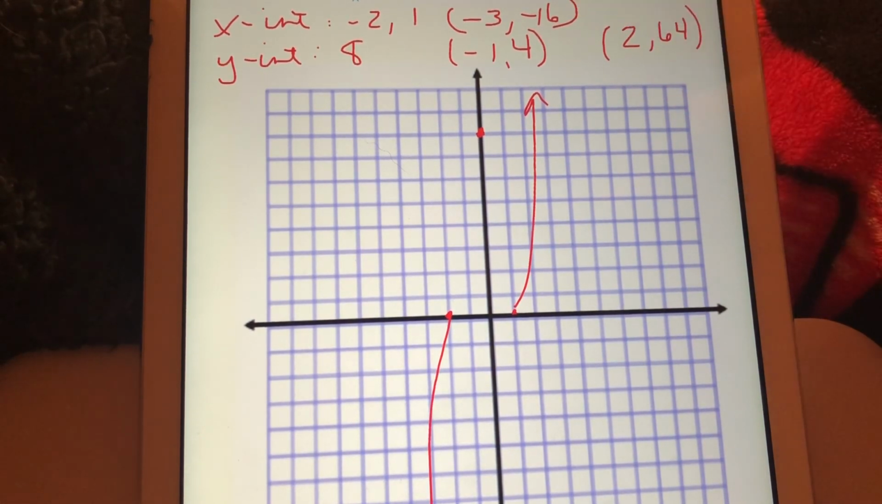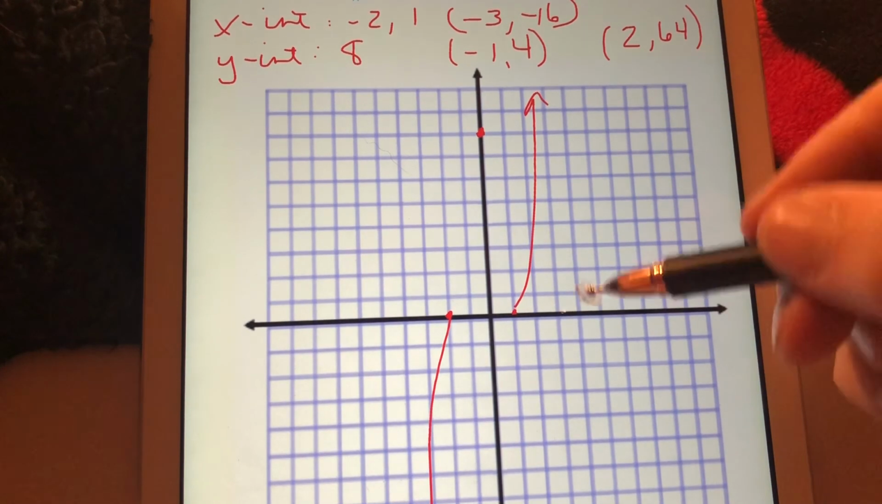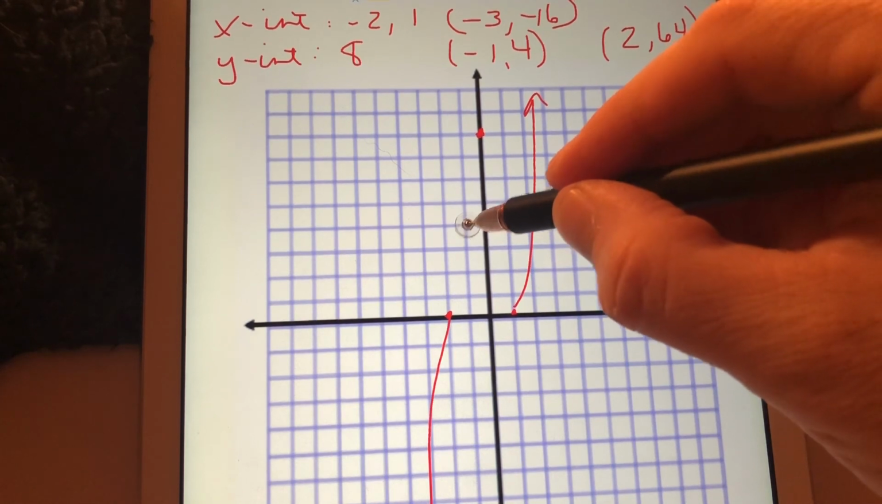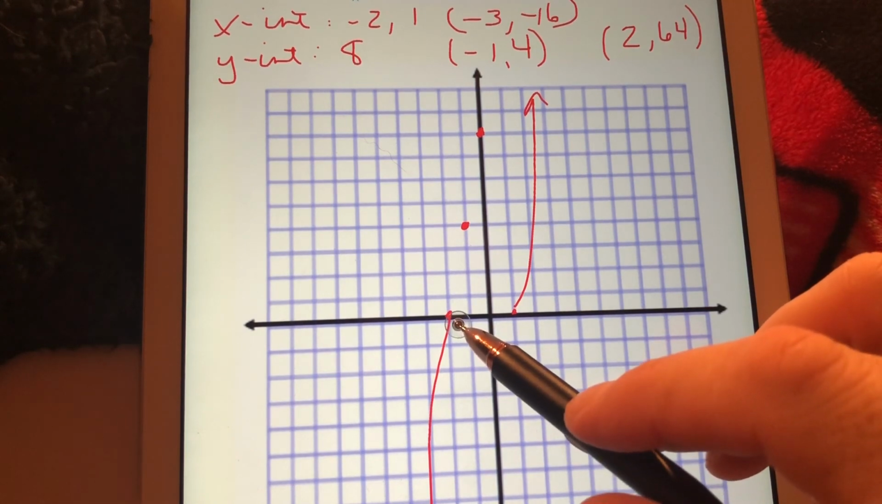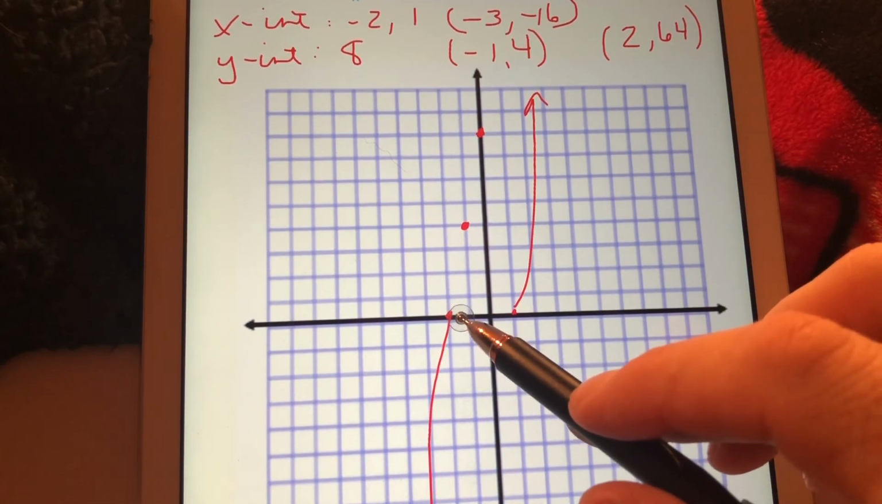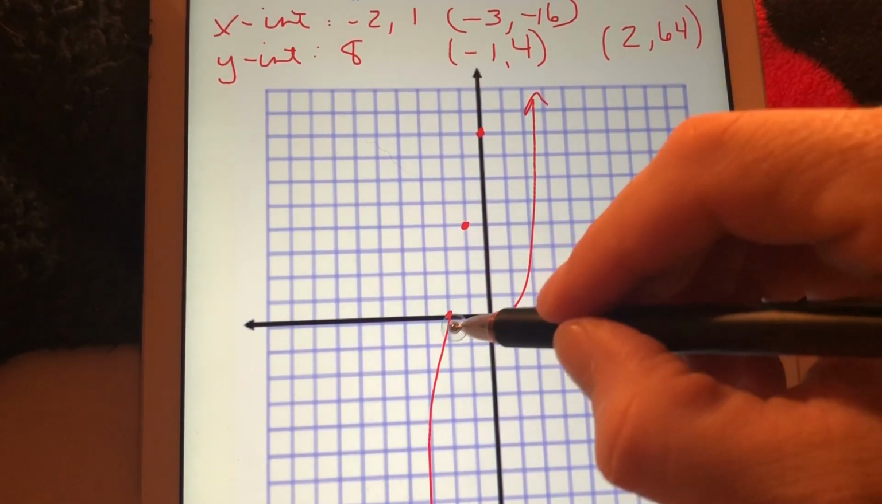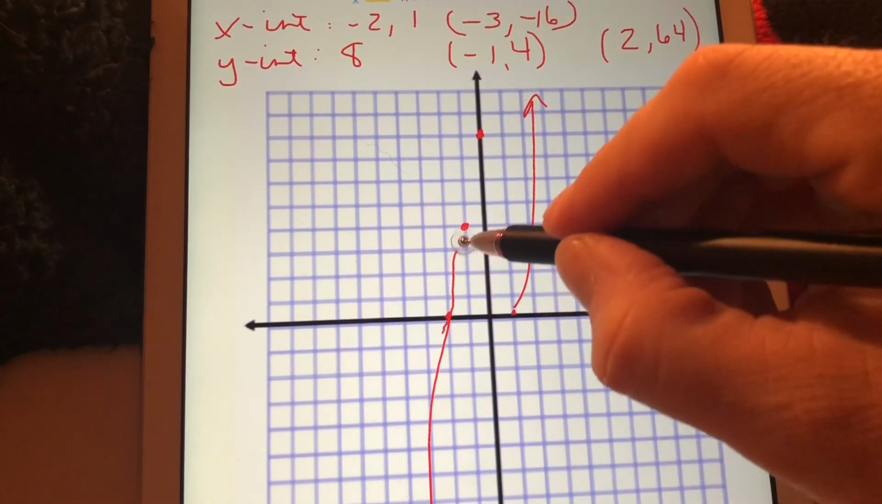We plotted two other points, (-3, -16) and (2, 64). Those are just to verify our end behavior was correct. You don't have to find those, I've said. We're just doing a general graph here. So at (-1, 4), we've got a point, so we know our graph's going to go through there. Remember, the multiplicity of this x-intercept was an odd number, 3 in this case, so we're going to cross the x-axis there. We have to get to that test point we just found.